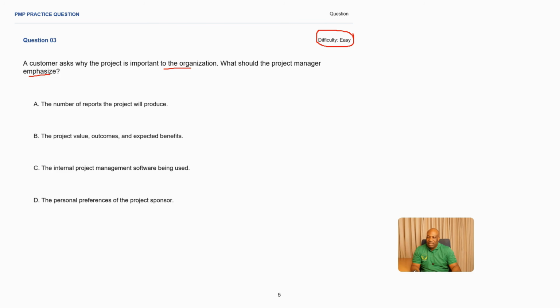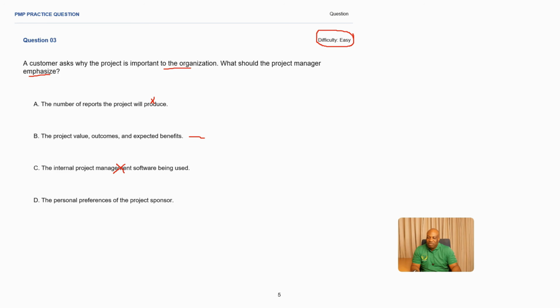Number A, the number of sponsors, the number of reports the project will produce. I don't know how this is going to explain to the customer why the project is very important. Number B, the project value, outcomes, and expected benefits. This makes sense. C, the internal project management software being used. This does not explain to the customer why the project is very important. So definitely we're going to eliminate this one.